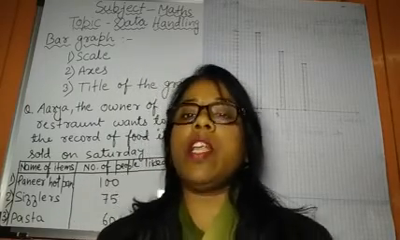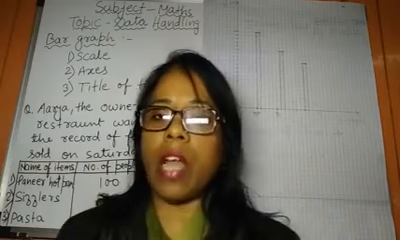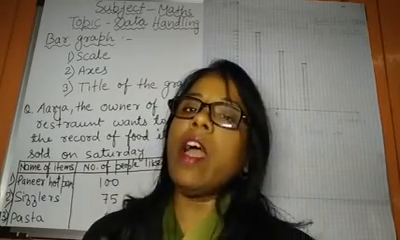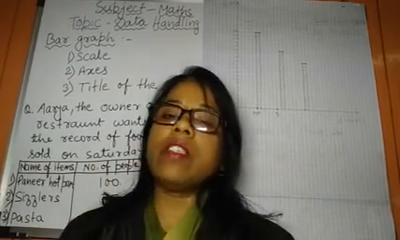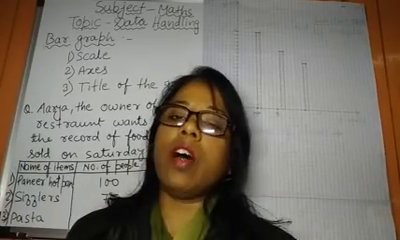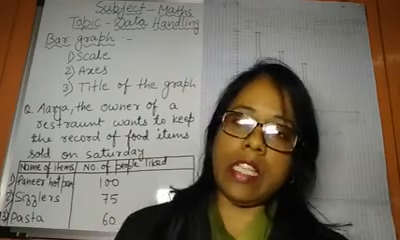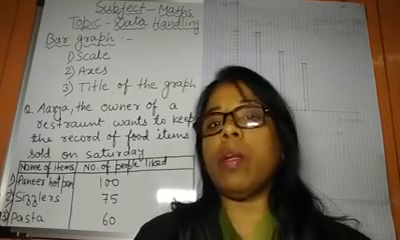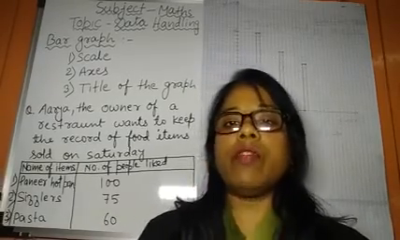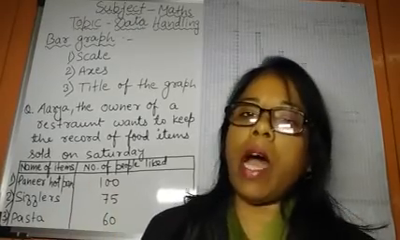I have explained different types of graphs used for data handling. First one was pictograph, second is bar graph, third is line graph, fourth is pie chart or circle chart. I have explained pictograph already. In this video you will learn about bar graph.